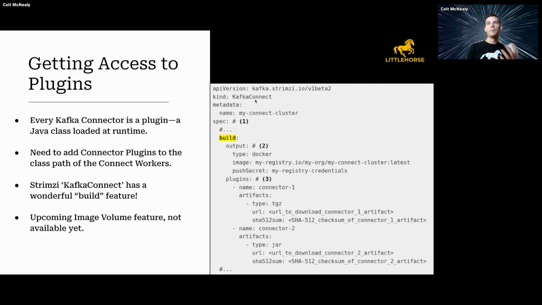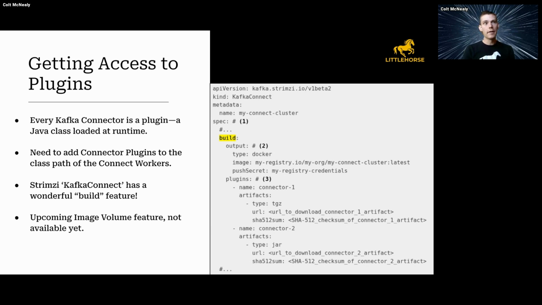And what happens is if you deploy a Kafka Connect cluster like this, Strimzi will create a Kaniko job, a pod that runs with Kaniko, and it will pull all the plugins, create a new image, and when that image has been built, Strimzi will deploy the Kafka Connect cluster from that image.